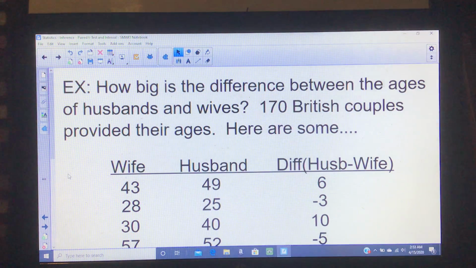So let's do finally an example. This one, I think I took out of the book. Kind of interesting. Speaking of husbands and wives, I didn't have data on their income, but I did have data on their ages, at least of British couples. So this is asking how big is the difference between the ages of husbands and wives.